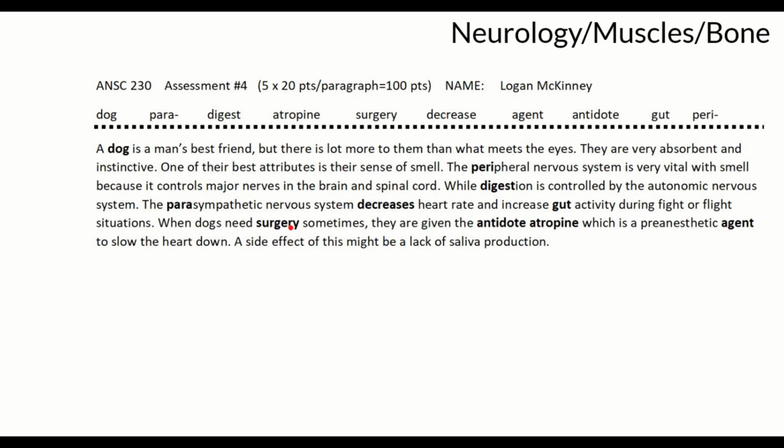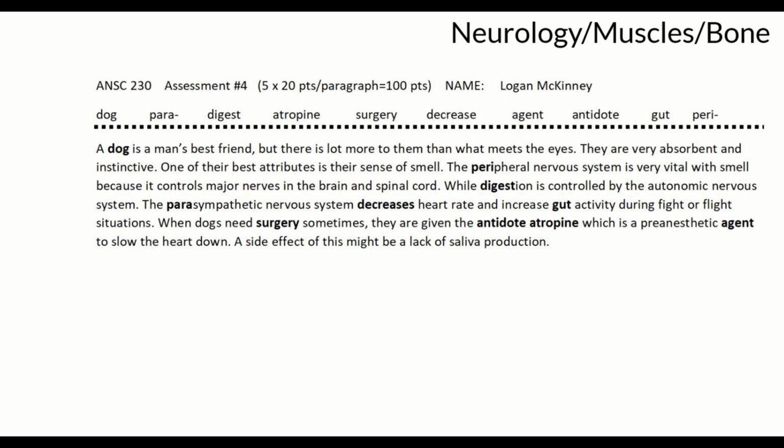When dogs need surgery, they are given the antidote atropine. So they are given atropine, which is a pre-anesthetic agent that increases heart rate. So you said atropine decreases heart rate. No, it usually increases heart rate. A side effect might be a decrease of saliva production. Yes, it does. So there we go. I'm still not seeing a good understanding.